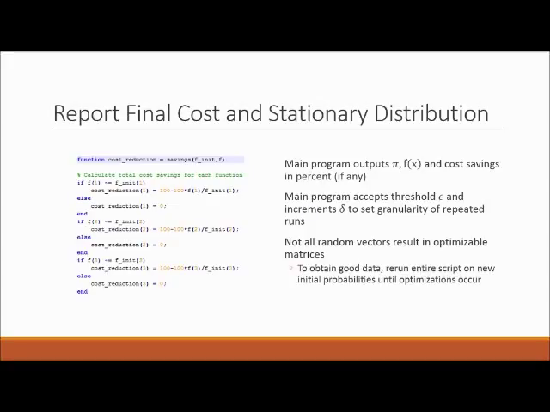Next, I report the final cost and stationary distribution. So the main program will output the stationary distribution, the total cost, and the cost savings in percent if any optimizations took place. The main program also accepts threshold and increments to set the granularity of the repeated runs. I'll go over this when we actually look at the MATLAB.